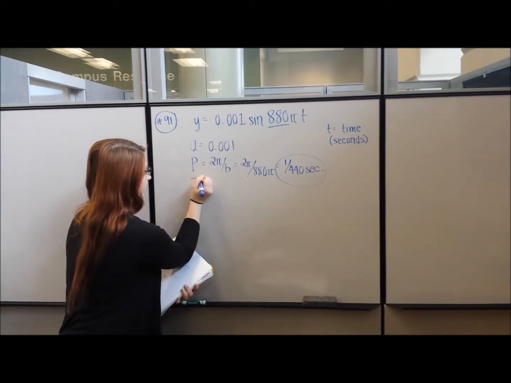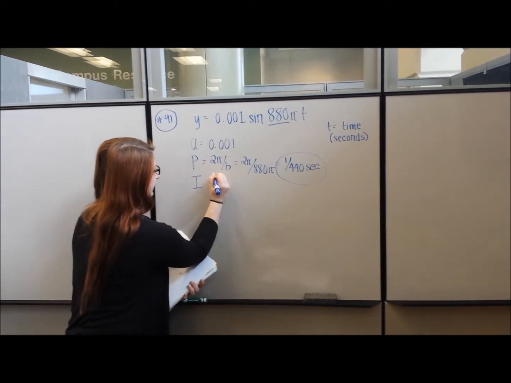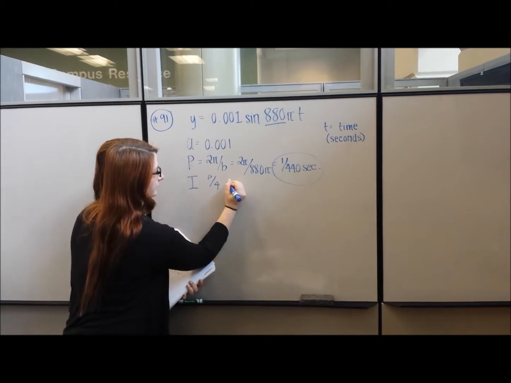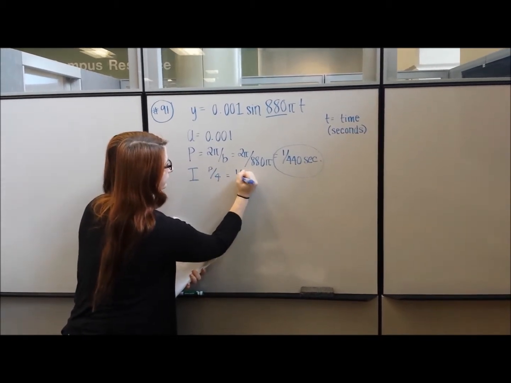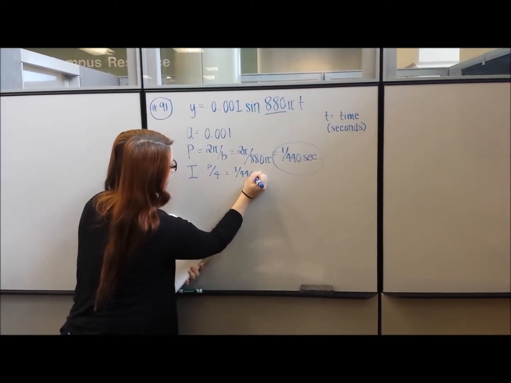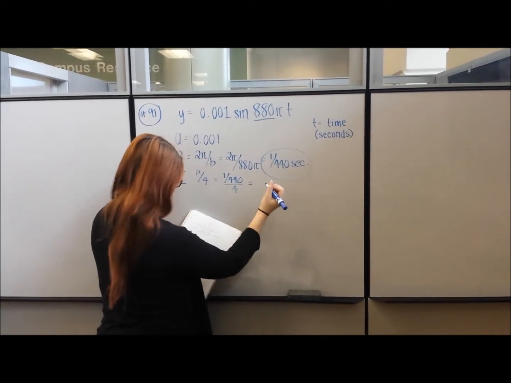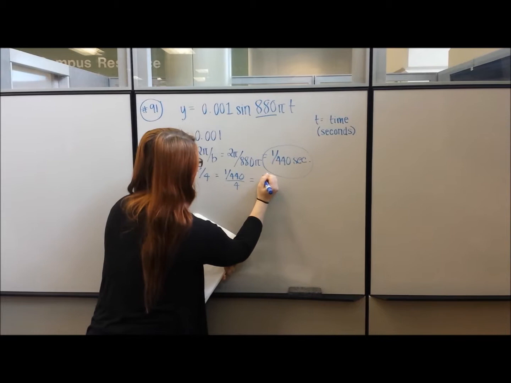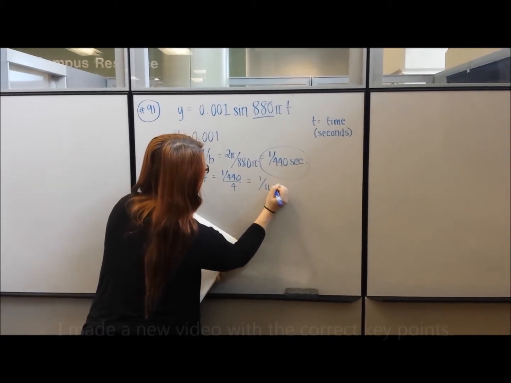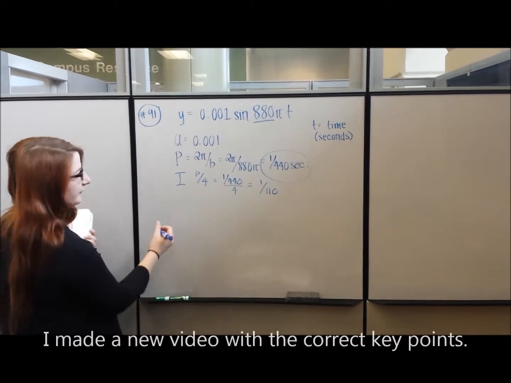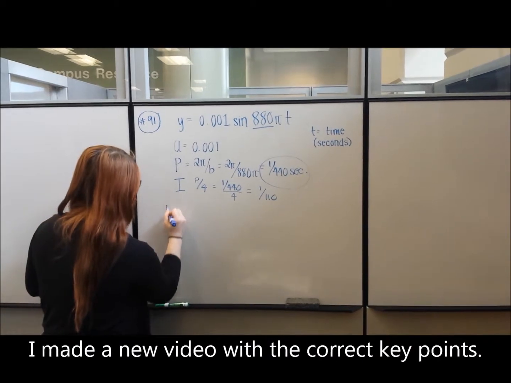So the interval is going to be P over 4, which is going to be 1 over 440 over 4, which is going to take us to 1 over 110. And now we're ready to plot our key points.